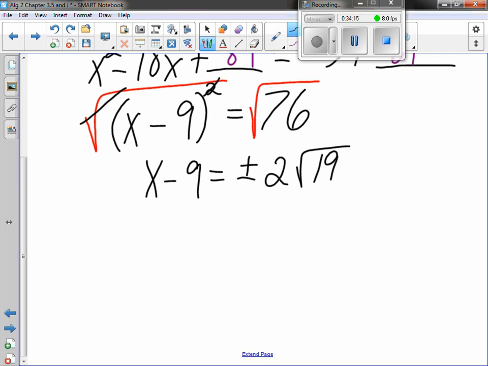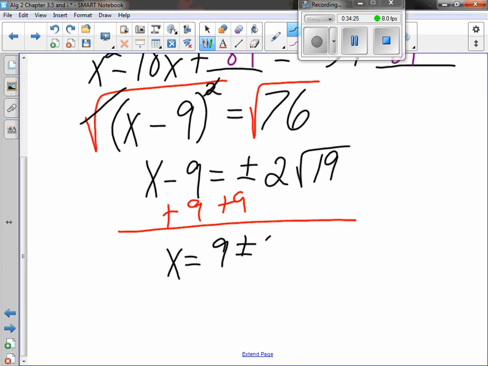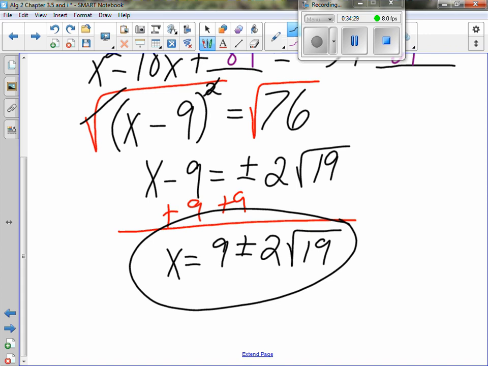And last but not least, what do we need to do? Add 9 to both sides. And that gives us x is equal to 9 plus or minus 2 square root of 19. And that's it. That's all we have to do to solve this here.